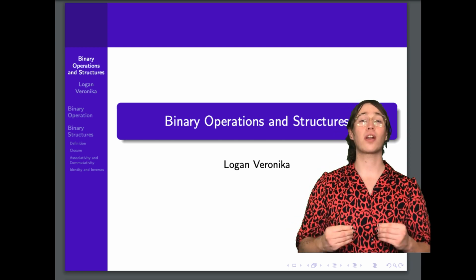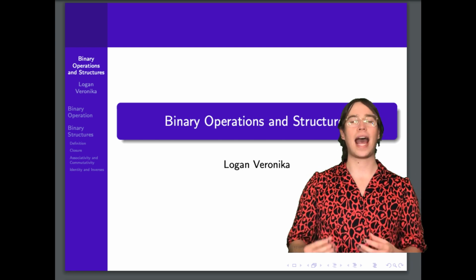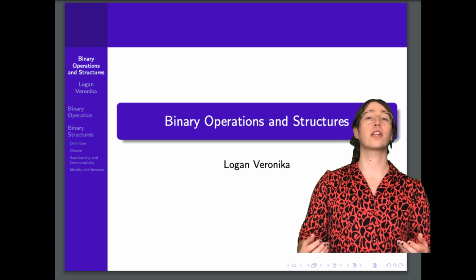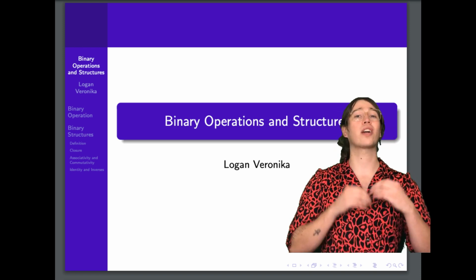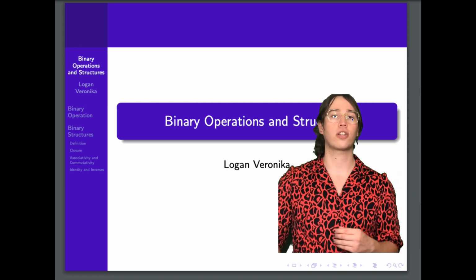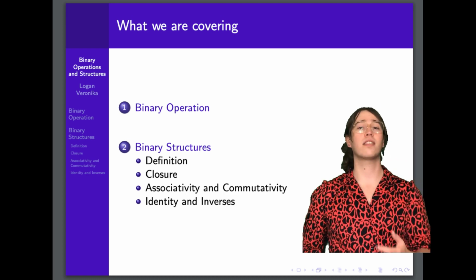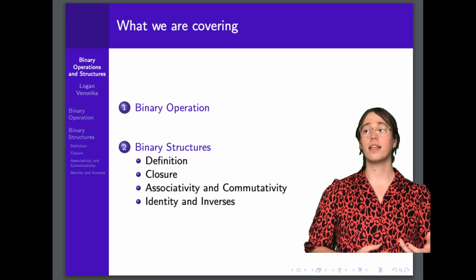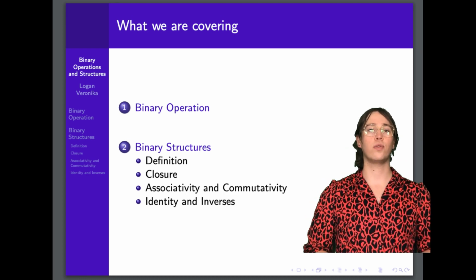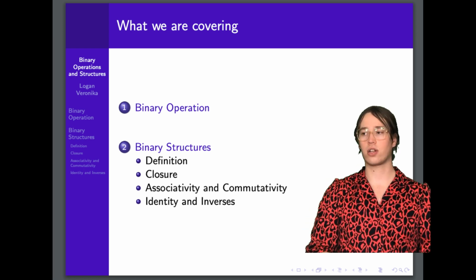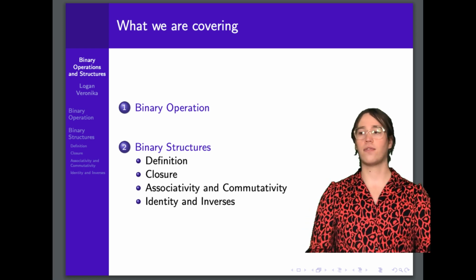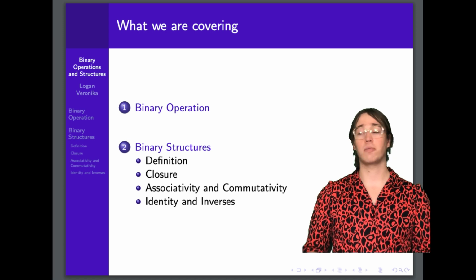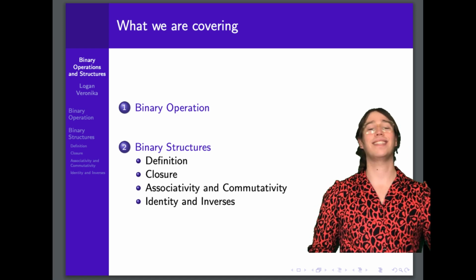Today we are starting our first video of our abstract algebra course, or our group theory course. We are going to be talking about binary operations and structures. We're first going to get into the notion of what a binary operation is, and then we are going to get into what a full binary structure is. Then we're going to cover the definition, closure, associativity, and commutativity, as well as identities and inverses.